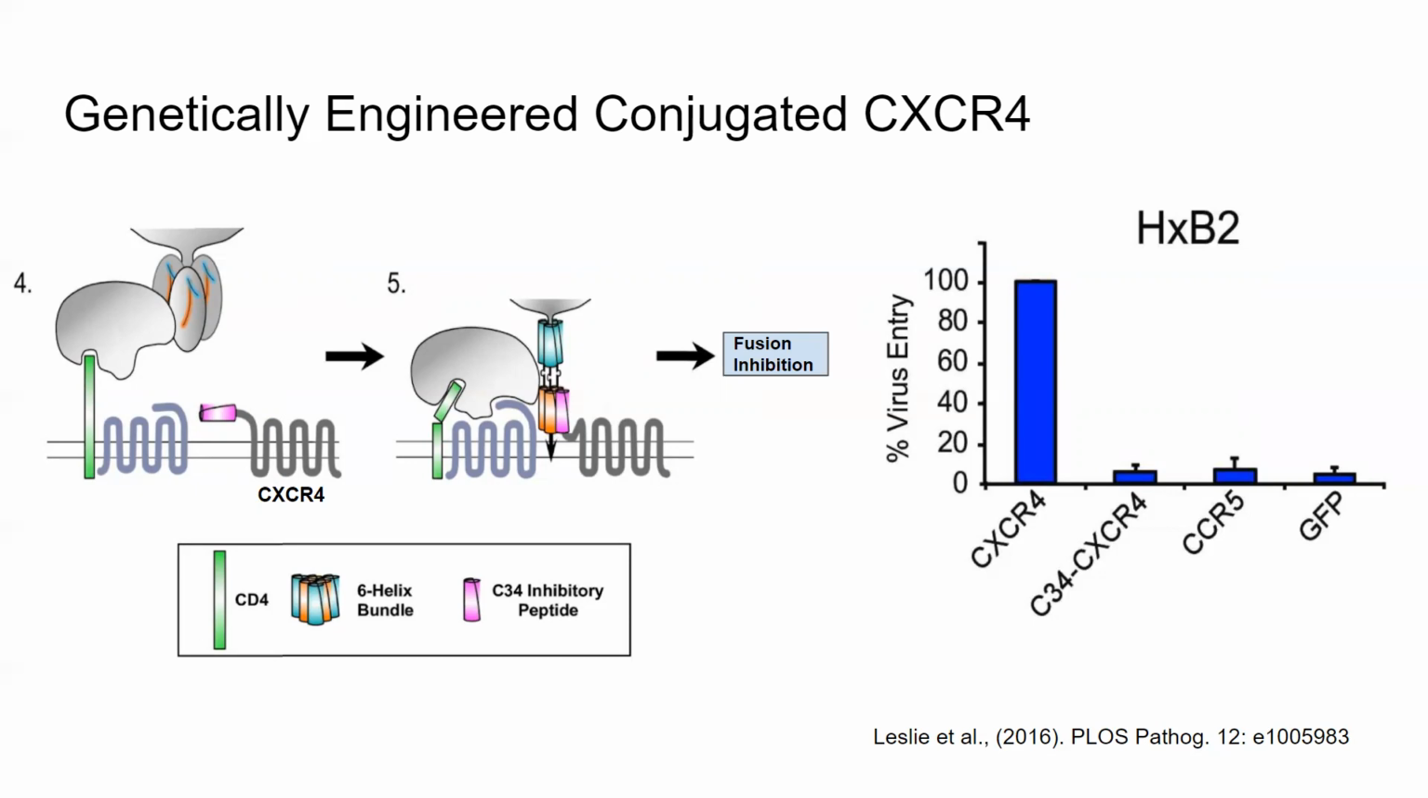The bar graph represents the percentage viral entry of HXB2 HIV-1. The first bar shows that there was 100% viral entry when unconjugated CXCR4 co-receptors were used. And the second bar shows that there was less than 20% viral entry when conjugated CXCR4 co-receptors were expressed. So this data shows that the normal functioning of the CXCR4 co-receptor is important for the entry of HXB2 HIV-1.